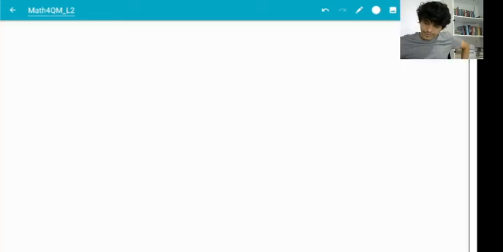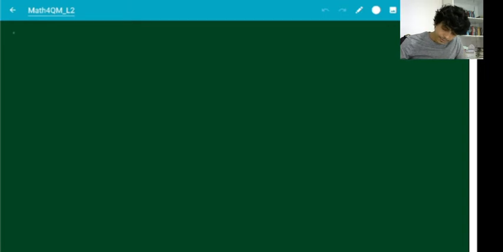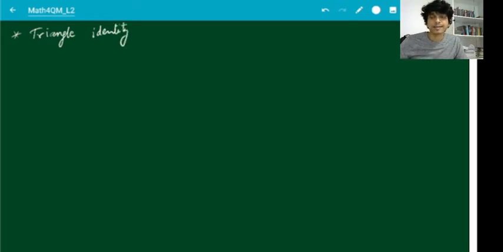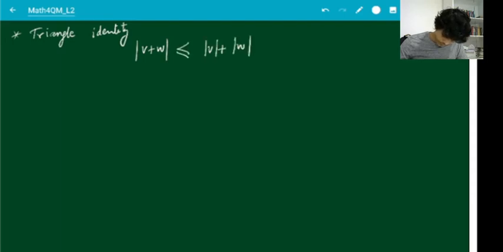There's one more identity, and this is called the triangle identity. The triangle identity just says if you sum up two vectors and then you take their norm, this is always going to be less than or equal to the sum of their individual norms.